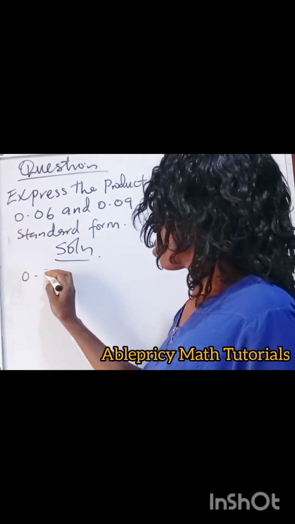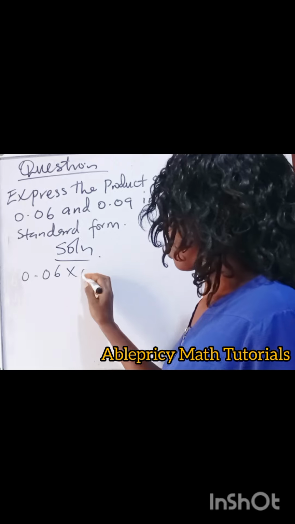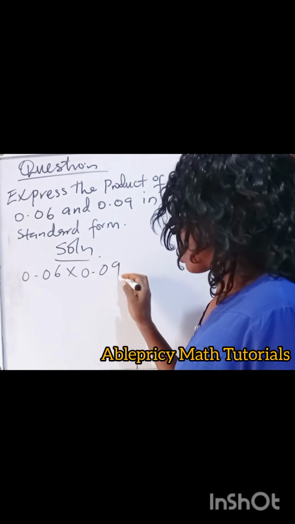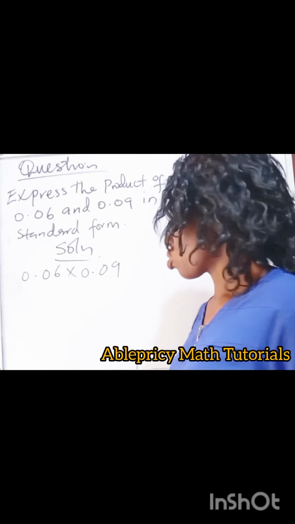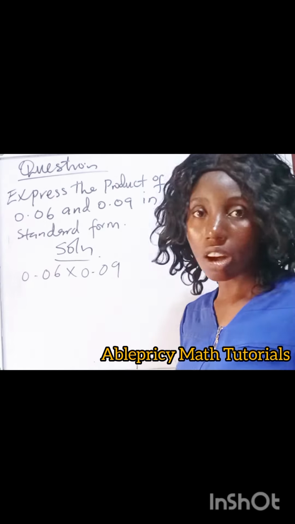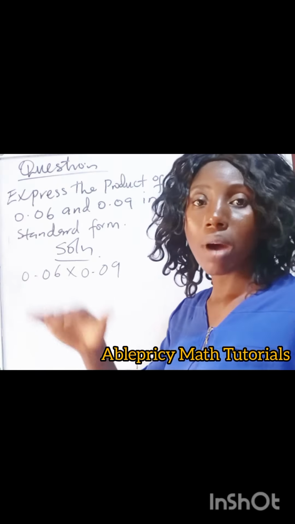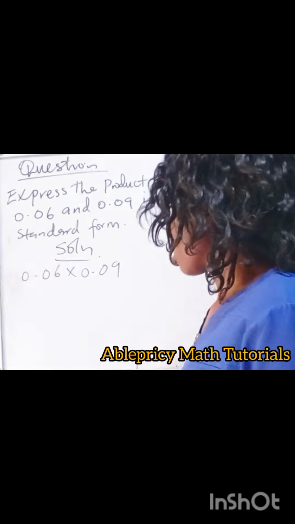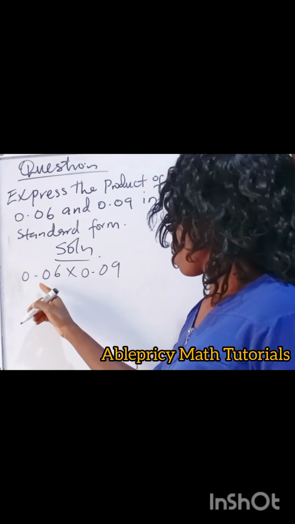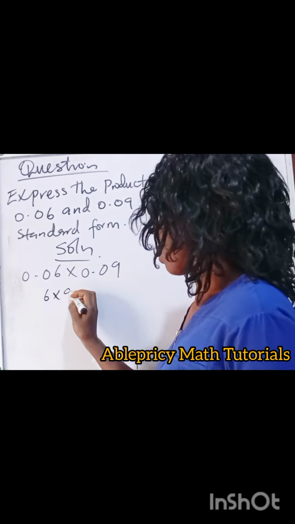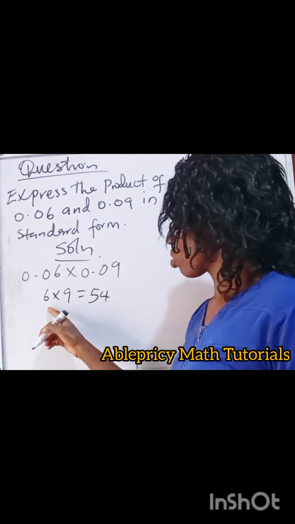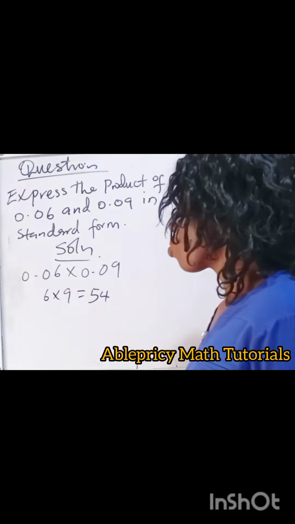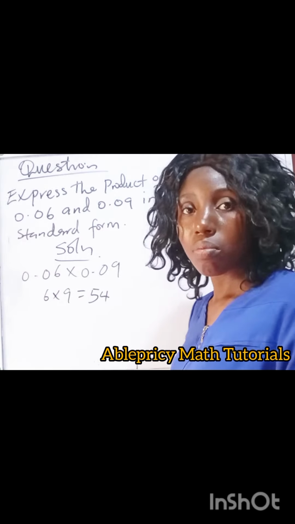We have 0.06 times 0.09. The simple way of multiplying decimals is to remove the point and multiply out. After multiplying, we put back our decimal places. So here we have 6 times 9 will give us 54. This is what we got after multiplying 6 and 9. Then we put back our decimal places.